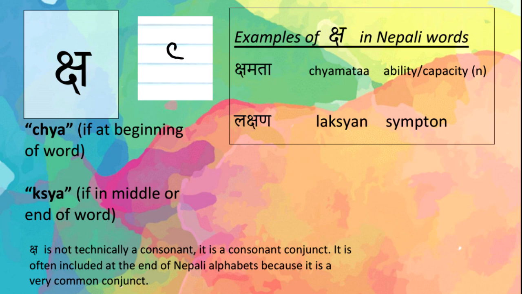It depends if it's at the beginning of the word or in the middle of the word, or end. The first pronunciation, if it's at the beginning, is chya. The example of this, as you can see in the top right box, is chyamata, which means ability or capacity. But if it's in the middle of a word or the end, it's pronounced a little differently. For example, laksyan. It's got that K-S-Y-A sound. Ksya, laksya, laksyan. And laksyan means symptom.